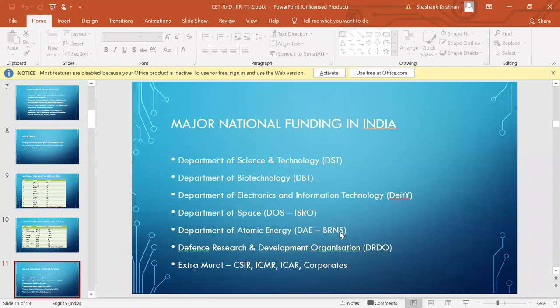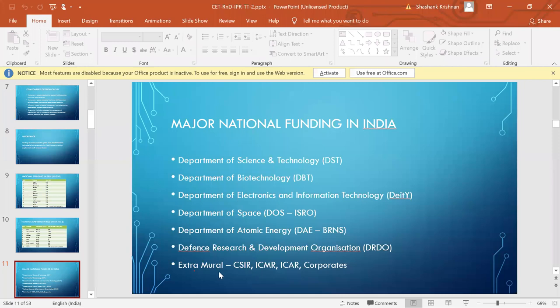It need not be purely atomic energy per se. It could be something related to a mechanical system or an electrical system, a control system, which can have some distant or near use for nuclear energy generation. Similarly, the Defense Research and Development Organization also funds a large number of projects to outside organizations in areas of their interest as well as outside.